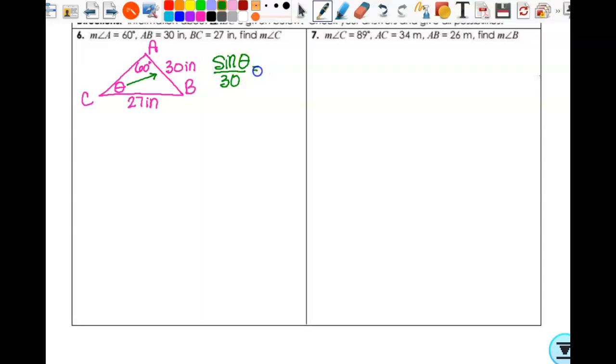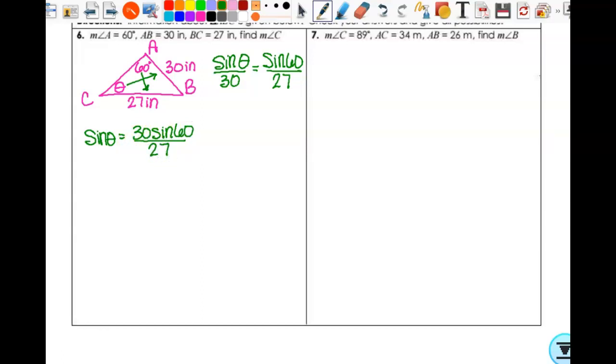That is equal to, then I set this one up, sine of 60 over 27. Everybody good with all that so far? Okay, so I'm trying to get theta by itself, which means first I have to get the sine of theta by itself. So I can do that by multiplying both sides by 30. So I get the sine of theta is equal to 30 times the sine of 60 over 27.